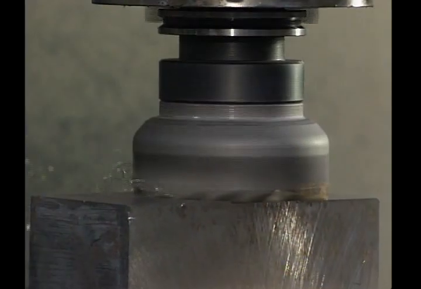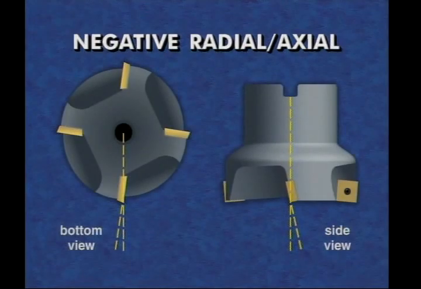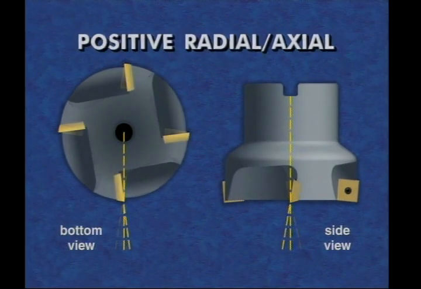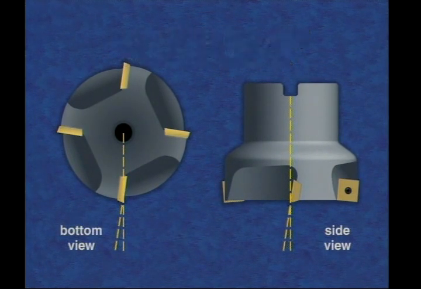The combination of axial and radial rake angles yields 3 geometries of milling cutters: negative radial and axial, which offers the strongest edges but generates the greatest cutting forces; positive radial and axial, which provides the freest cutting; and negative radial, positive axial, which presents a strong edge to the work but pulls the chip up.